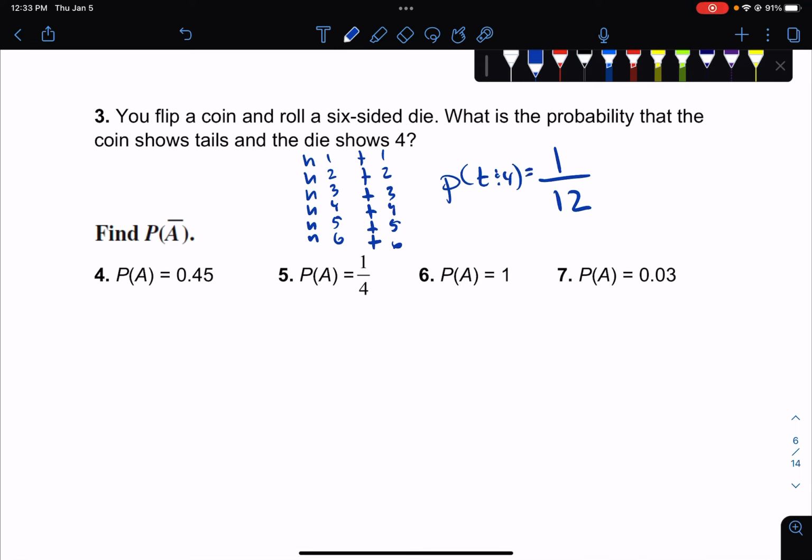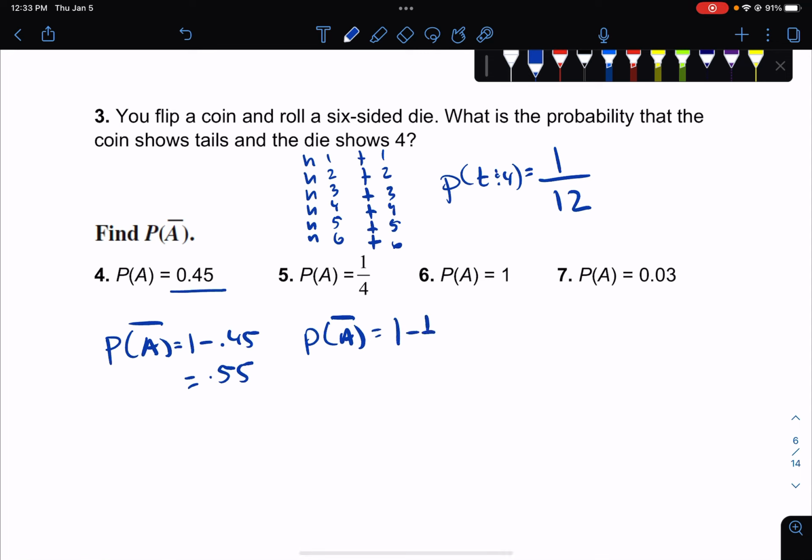Find the complement of A. So it wants me to find what are the chances of A not happening. So if P of A is 0.45, P of not A is 1 minus 0.45, which is 0.55. If P of A is 1/4, the probability of not getting A is 1 minus 1/4, which is just 3/4. If P of A is 1, the probability of not getting A is 1 minus 1, which is 0, which means it's always going to happen. It's never not going to happen.